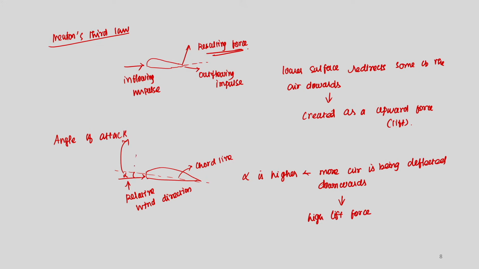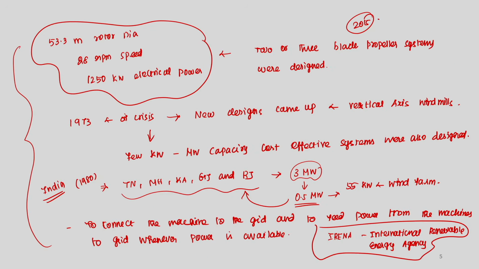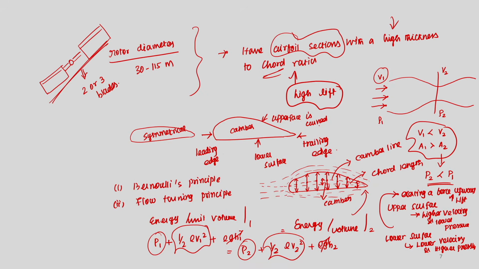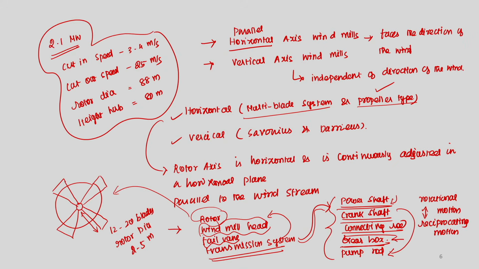So, that is something like the basic calculation, right. If we keep alpha is higher or positive, right, then you would also get high lift force. So, why we discussed all those things? Because of this particular terminology, right, when we are discussing about the propeller type horizontal windmills. So, there is something called thickness to chord ratio. If you get that particular ratio as high, then you would get high lift force. So, how the lift force is being created, that is what we discussed based on Bernoulli's principle and flow turning principle. Okay.